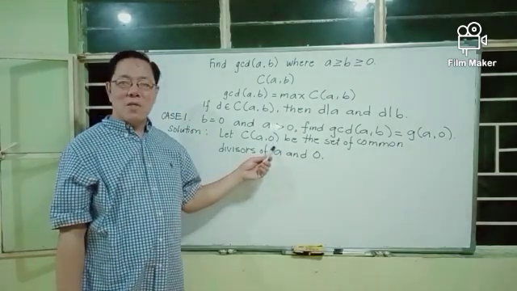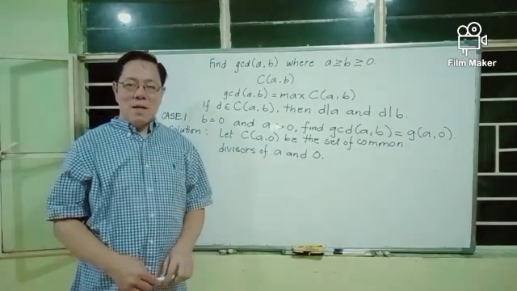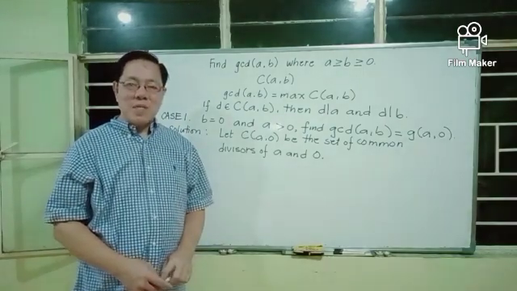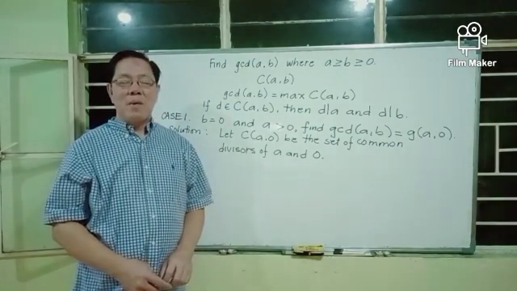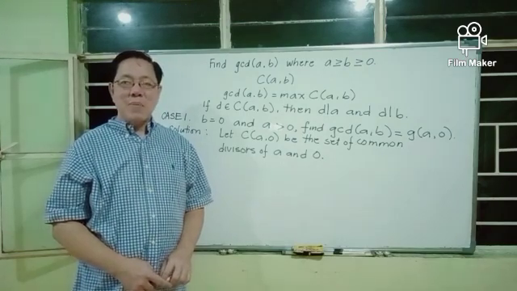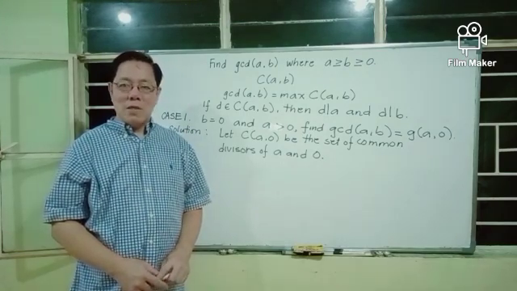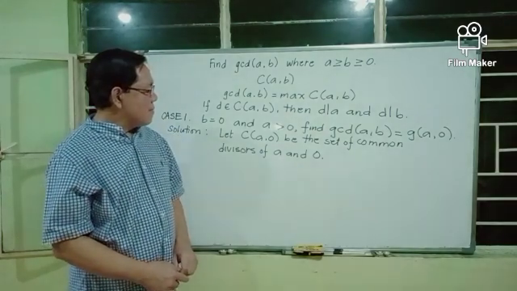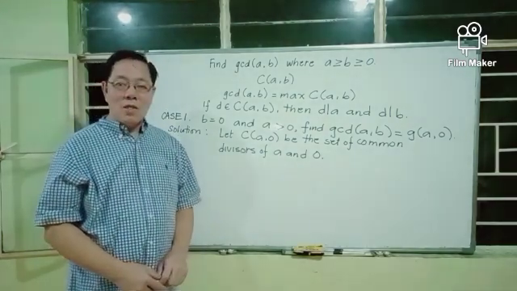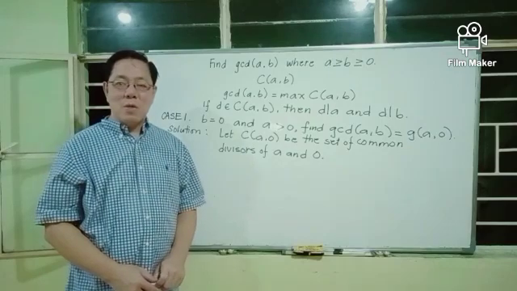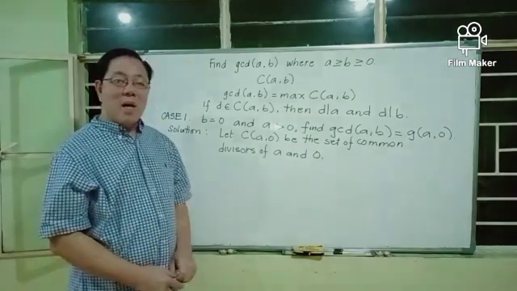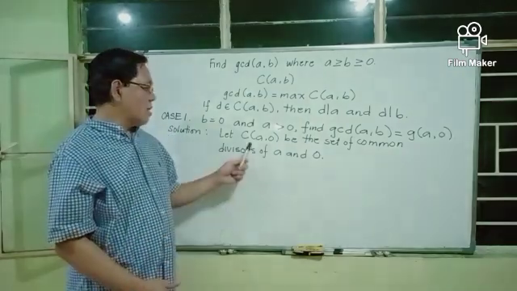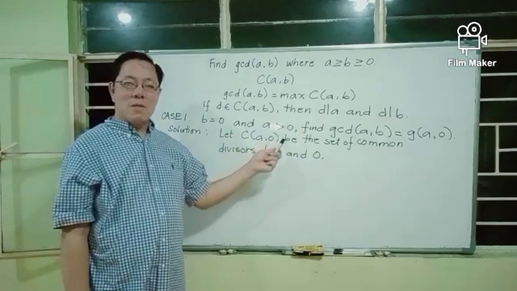Now consider 0. One of the properties of divisibility is that every integer divides 0, including 0. 0 divides 0. But not all the divisors of 0 can divide a, which is greater than 0, not equal to 0.